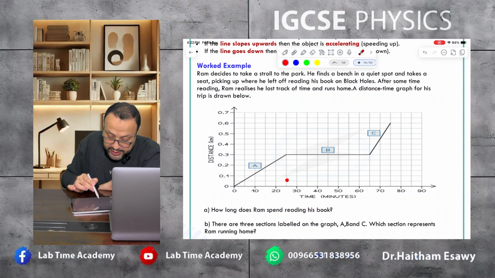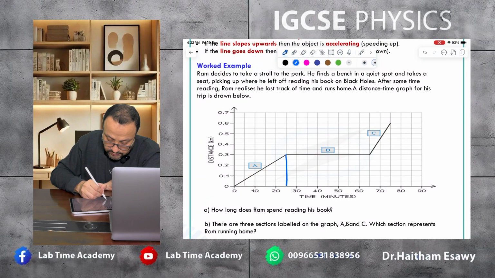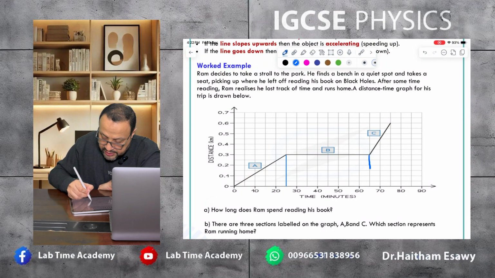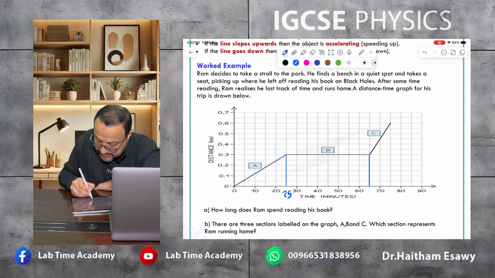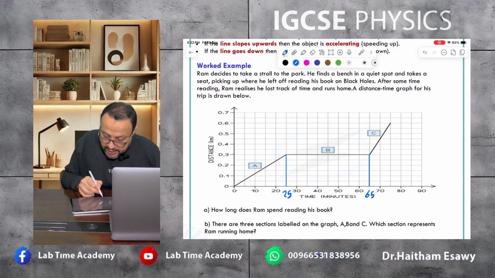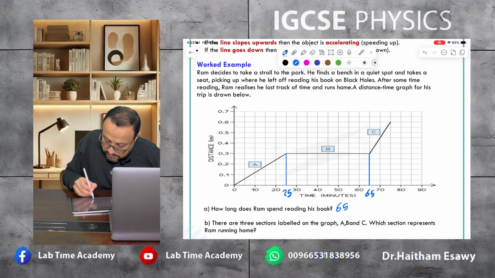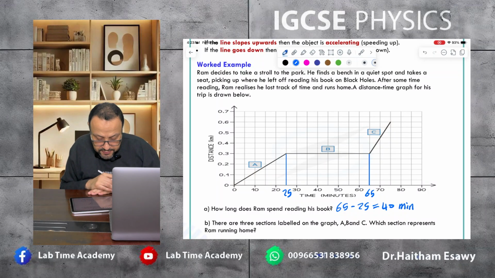Okay, so we have to calculate the time starting from here and ending at this point. This is the first point, and that will be the second point. The time here is between 20 and 30, so we have 25 minutes. And here we have between 60 and 70, so we have 65 minutes. Just subtract 65 minus 25, that will be 40 minutes. So this is the answer for A.